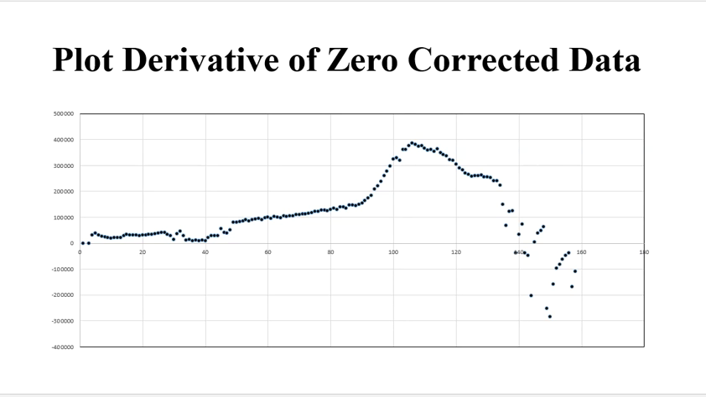Take the derivative of the zero corrected data now, which is y2 minus y1 divided by x2 minus x1, and plot that. And you'll notice it has a lot of scatter at the far end and a little bit of noise at the front and a sort of lump two-thirds of the way through the data set.